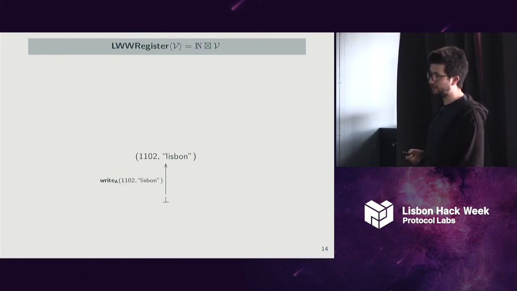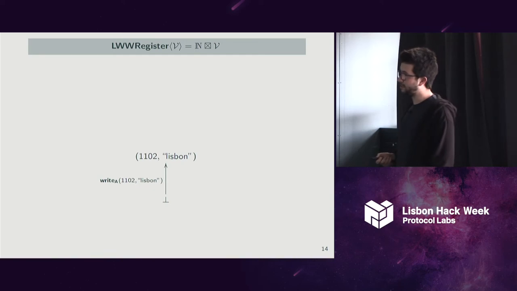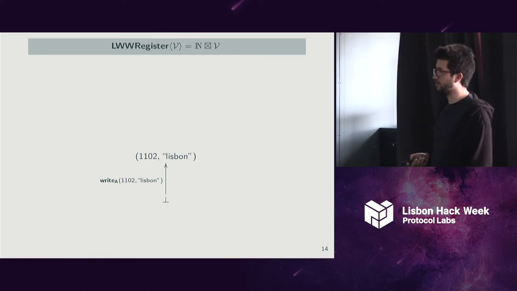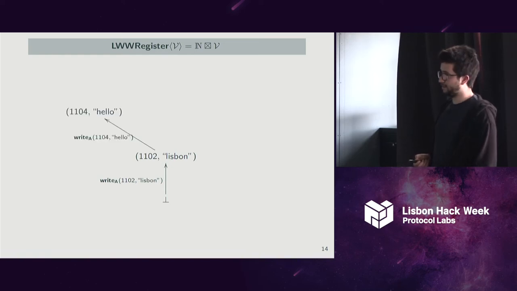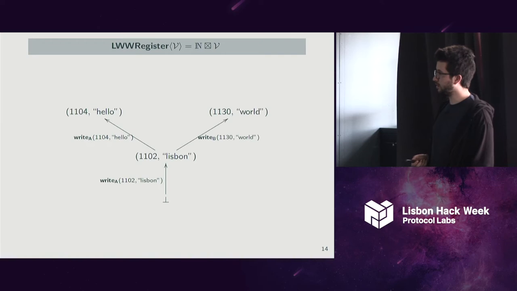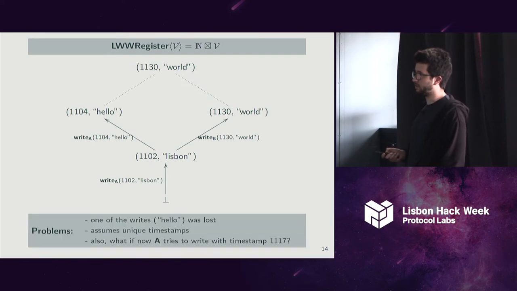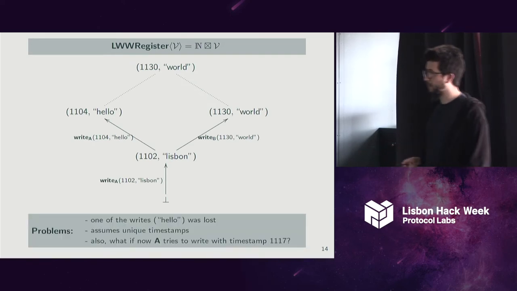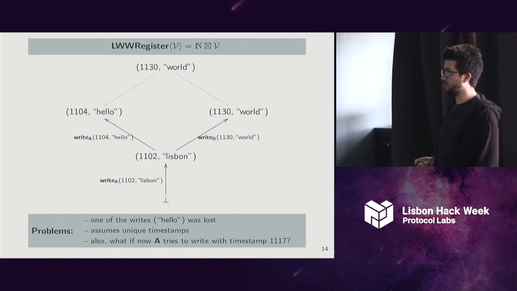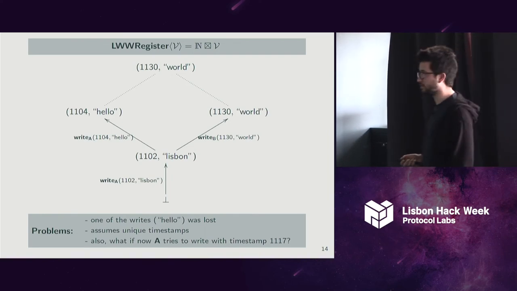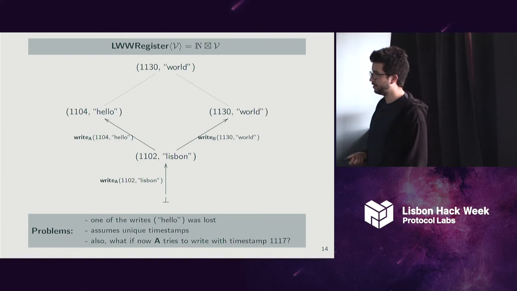So the solution: you use a last writer wins. Now when you write, you supply a timestamp as a user. So you say, I'm writing Lisbon at 11:02. I'm writing hello at 11:04. Concurrently, B writes with 11:30. And now when you merge, since this timestamp is bigger than that one, world wins. And the problem here is that we just lost one of the writes. So A is not happy now.